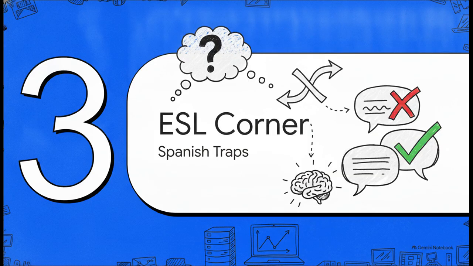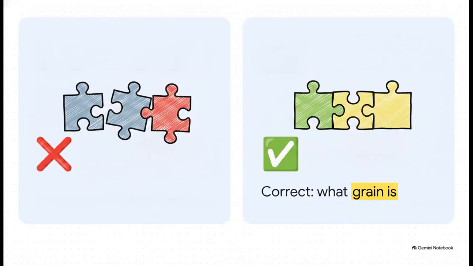Section 3. ESL Corner. Spanish Traps. Correcting native translation patterns. First up is the embedded question trap. Now, a standalone question inverts, right? What is grain? But the second that question sits inside a bigger sentence, it stops behaving like a question and takes normal statement order. So you don't say, I don't understand what is grain. You absolutely must say, I don't understand what grain is. In Spanish, it inverts in both cases, which is exactly why the mistake feels so natural to make. But take your time and practice that English order.